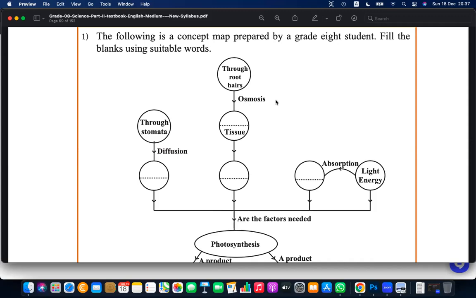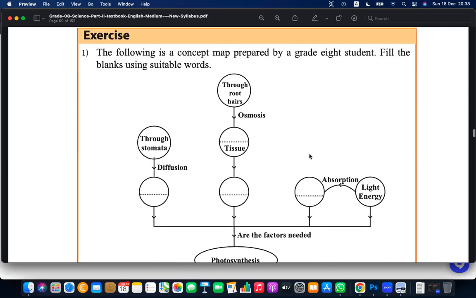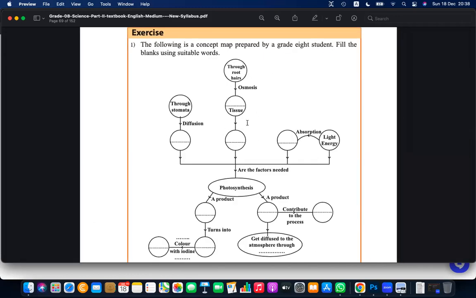Osmosis means basically another way of diffusion, through a semi-permeable membrane. If it is coming through a membrane, then that is osmosis. And absorption. Here you have to fill these blanks using suitable words. So what is suitable for this one? What is suitable for the diffusion one?